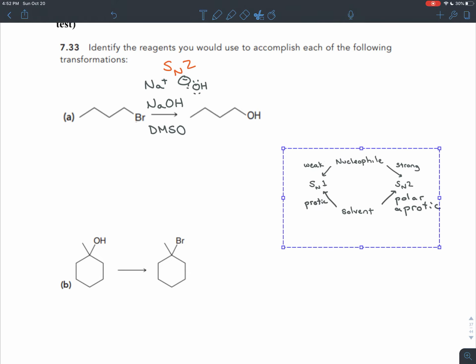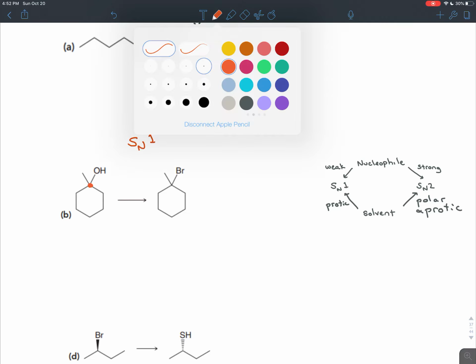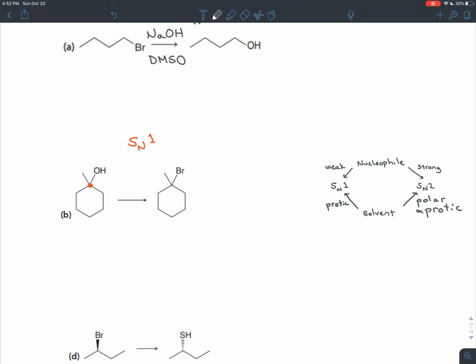Okay, let's try to do the same thing for this next one. Here, the leaving group is on a tertiary carbon. So instantly we know this is going to be SN1. Okay, well, if it's SN1, we would prefer to use a weak nucleophile. But if that's not an option, that's okay. We could just use a protic solvent.